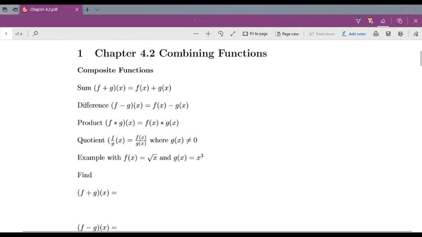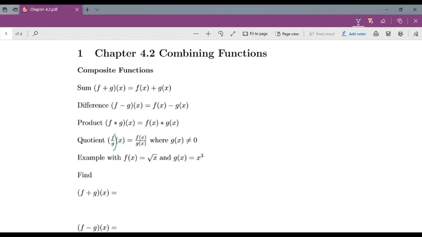The difference of two functions, f minus g of x, is the same thing as f of x minus g of x. The product of two functions, f times g of x, is the same thing as f of x times g of x. And the quotient, and yes, that probably should be closed here. Should be a closed parentheses there. F over g of x equals f of x over g of x, where g of x cannot be equal to 0 because we can't have a 0 in the denominator.